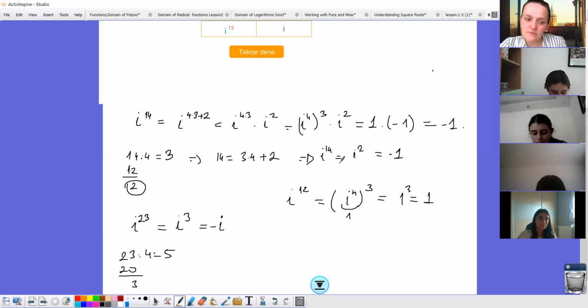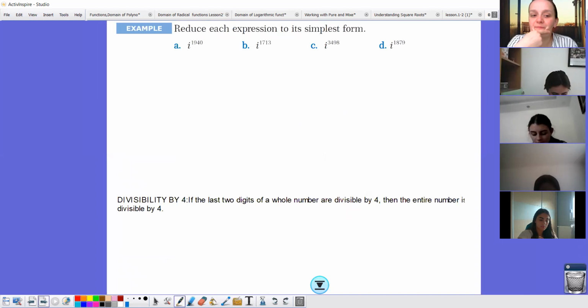Yes, teacher. Okay. Now, reduce each expression to its simplest form. Look at the powers here. They are 1,940, 1,713, 3,498, 1,879. So here, if we try to divide by 4 in the normal way, all the number, we'll have a long division, yeah?